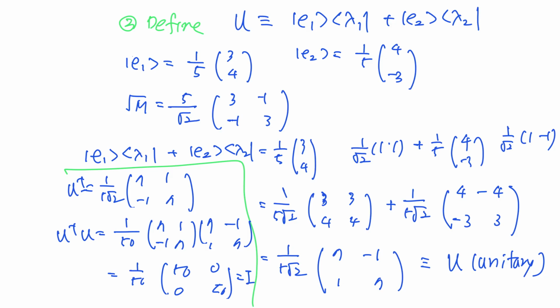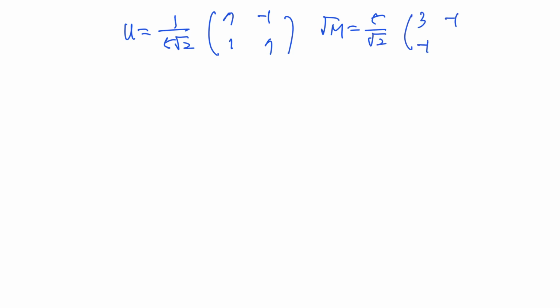So now we have, let me copy. Check. 7 minus 1, 7. M is 5 over square root of 2. Let me check. So we have u, 5 square root of 2, 7 minus 1, 1, 7, right? Square root of m, 2, 3 minus 1 minus 1, 3.